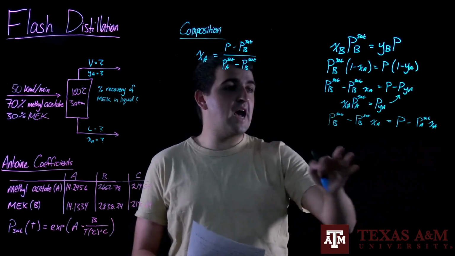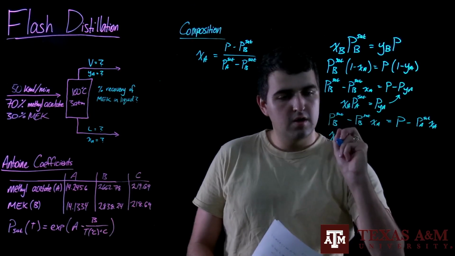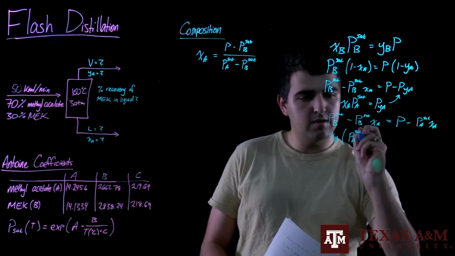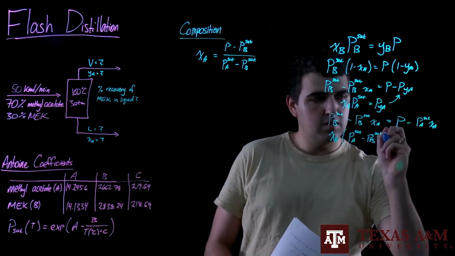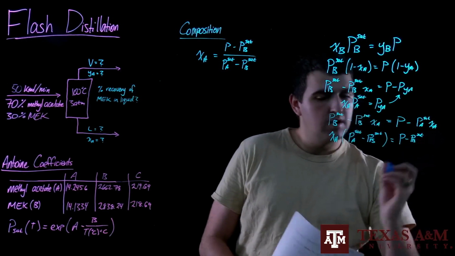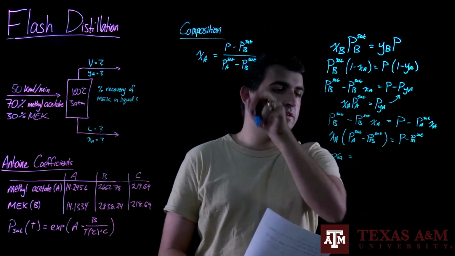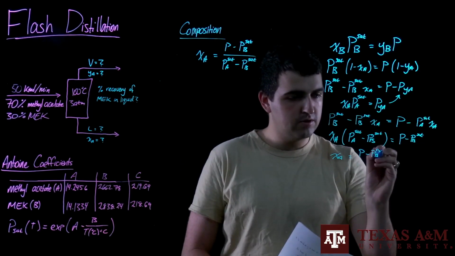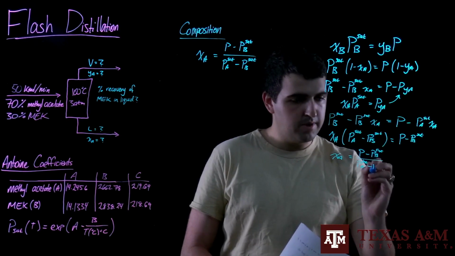Following that, we're going to add this to the other side, subtract our PB sat over to collect like terms, yielding XA times PA sat minus PB sat equals P minus PB sat. Finally, we divide everything over, and we get this equation right here. Our XA equals P minus PB sat over PA sat minus PB sat.